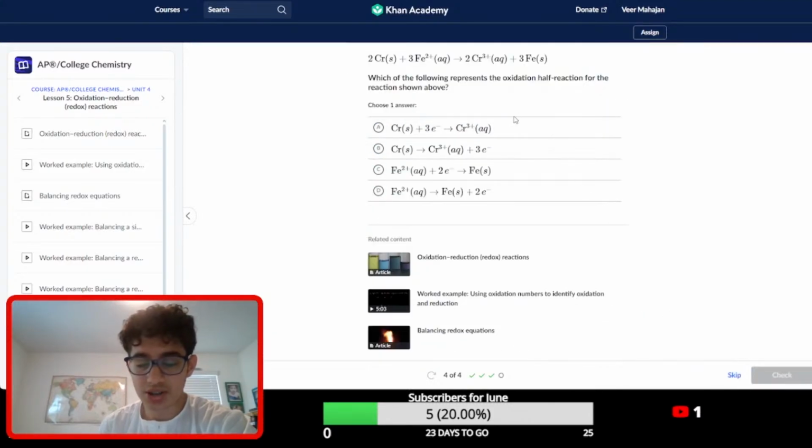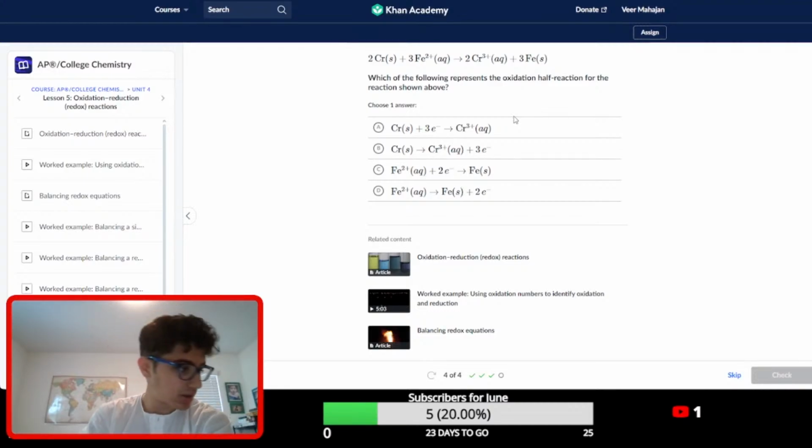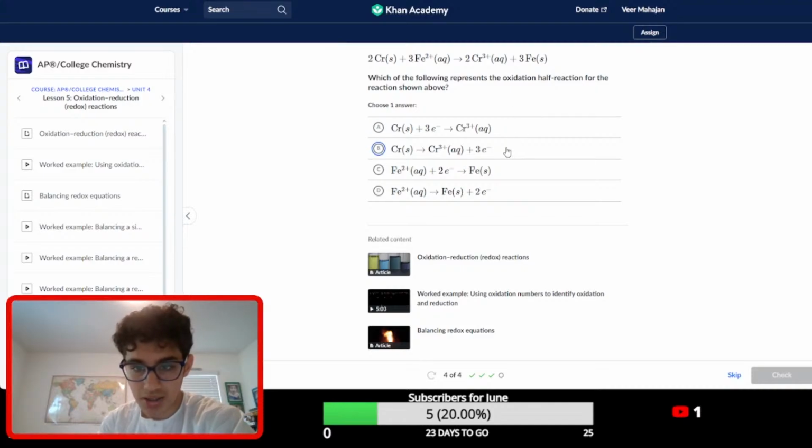Which of the following represents the oxidation half reaction for the reaction shown above? Oxidation is the one where your oxidation state will increase. And where does that happen? That happens with chromium, obviously. So you have chromium plus 3 electrons gives you, no, that's wrong, because that gives you a -3 charge. Obviously the charges need to balance out, so it should be this. It has to be that.